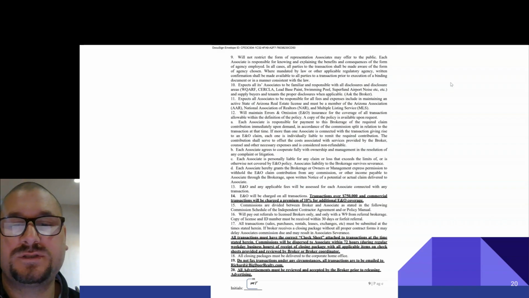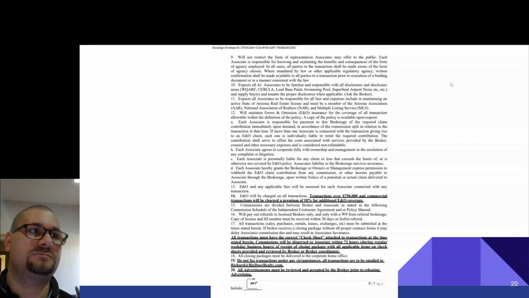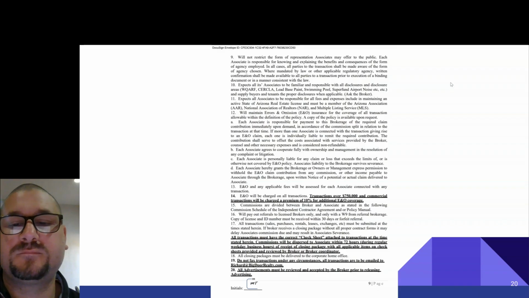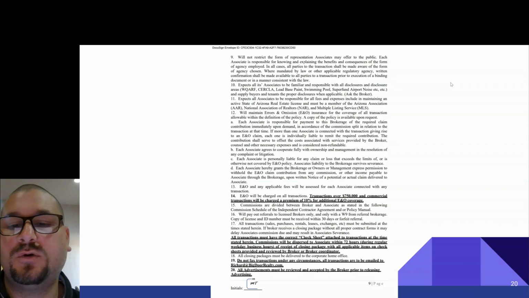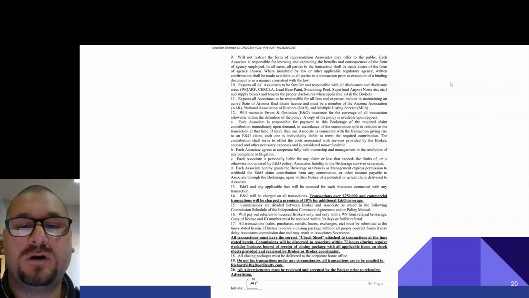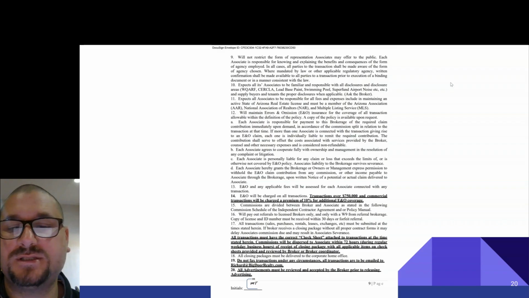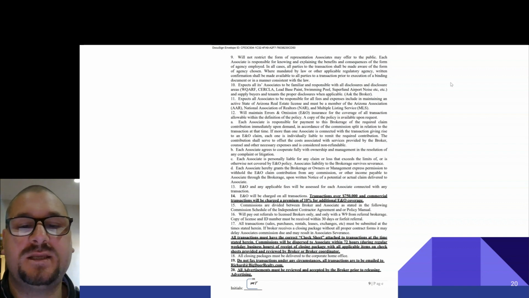We'll pay out referrals to licensed brokers only, and only with the W-9 form from referral brokerage. So brokers can be broker to broker, but they need what? They need a W-9 form. Copy of license and ID number must be received within 30 days or forfeit referral. All transactions, sales, purchases, rentals, leases, exchanges, etc. must be submitted at the times stated herein.